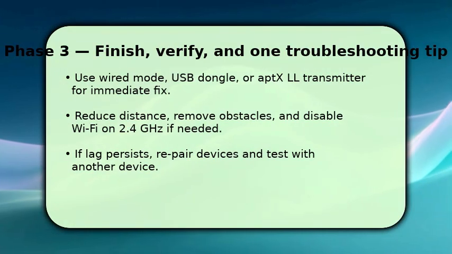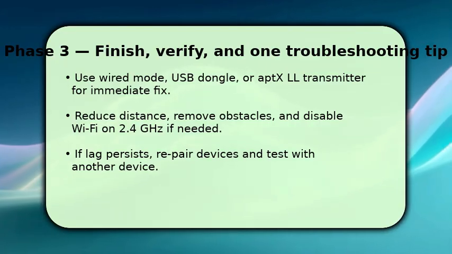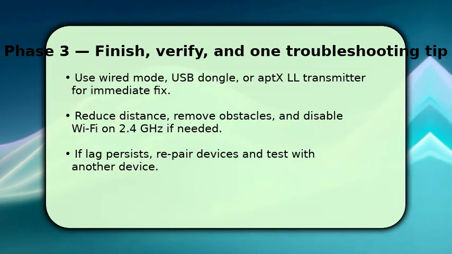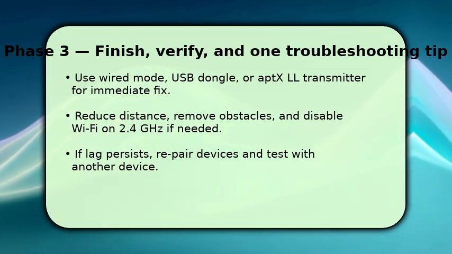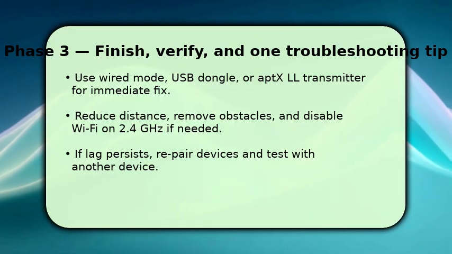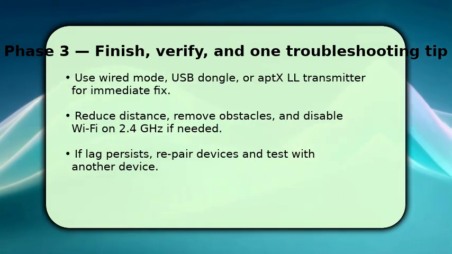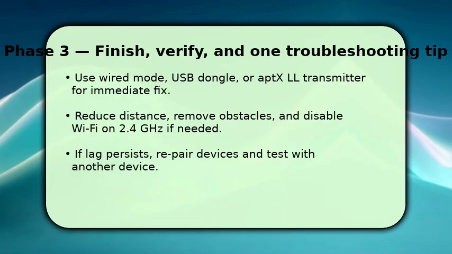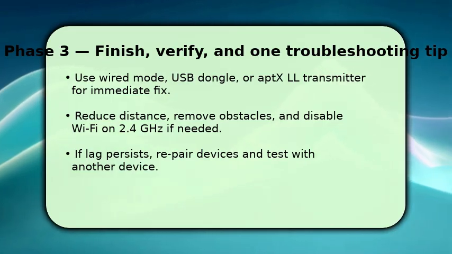You finish by choosing the one way that always works for critical speed. Switch to a wired connection or use a dedicated low-latency USB Bluetooth dongle or transmitter that supports aptX Low Latency. Make sure the headphones and transmitter are in line of sight, minimize distance, and temporarily turn off nearby 2.4 GHz Wi-Fi to avoid collisions.